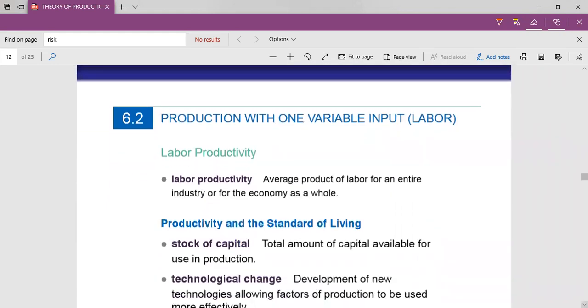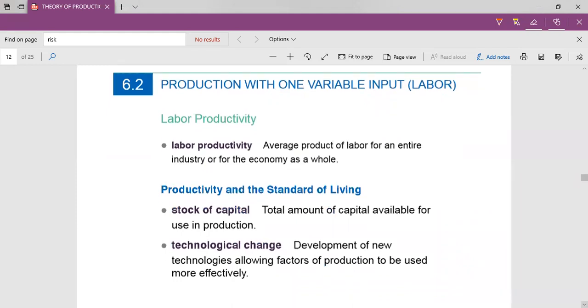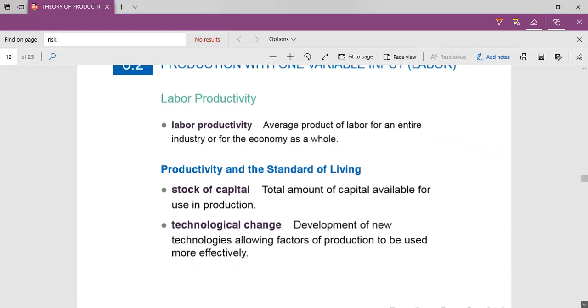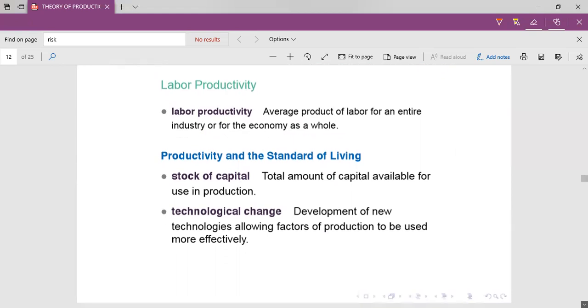We are still looking at production with one variable input here. In this perspective, we are looking at labor productivity, meaning the average product of labor for an entire industry, right? With productivity, we are looking at how much output is produced for each unit of labor.